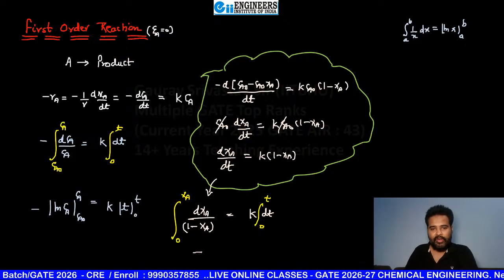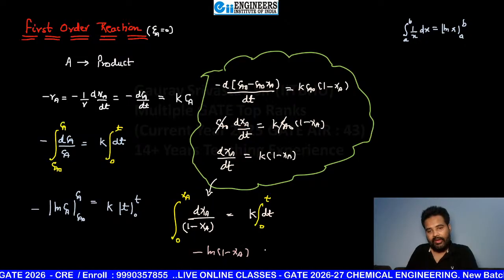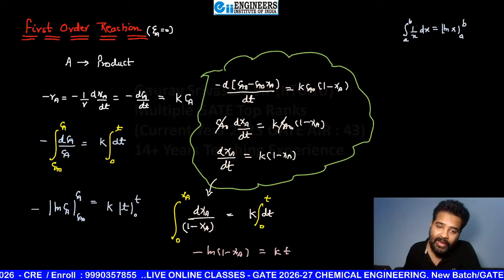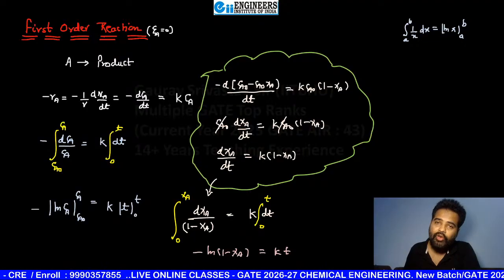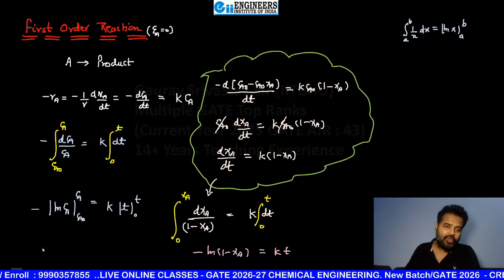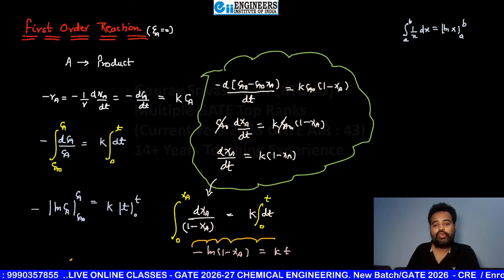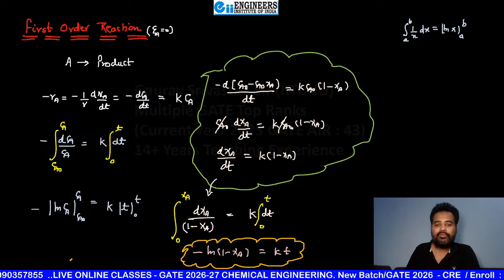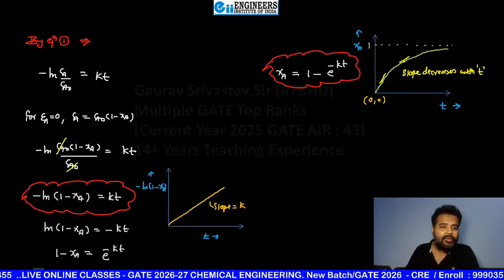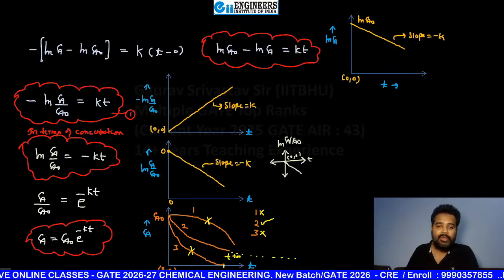So it will be minus ln of (1 minus Xa) equals kt minus 0, that is kt. Here the upper limit is Xa and the lower limit is 0. ln 1 is 0, so the lower limit gives 0 and there is no need to write it. So this is the final expression you got if you start with the equation in terms of conversion. Is it the same? Let me check. Oh my god, see, 100% the same equation.